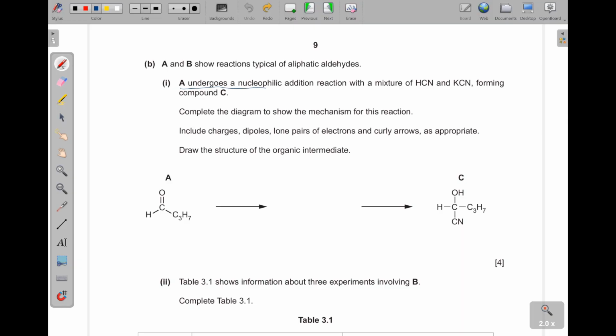Roman 1, A undergoes a nucleophilic addition reaction with a mixture of hydrogen cyanide and potassium cyanide, forming compound C. That is what we call hydroxynitriles. Okay, it's an addition reaction. That's why they are even saying addition, but the mechanism is nucleophilic. So what you are adding there is a nucleophile. Complete the diagram to show the mechanism for this reaction. Include charges, dipoles, lone pairs of electrons, and curly arrows as appropriate. Draw the structure of the organic intermediate.